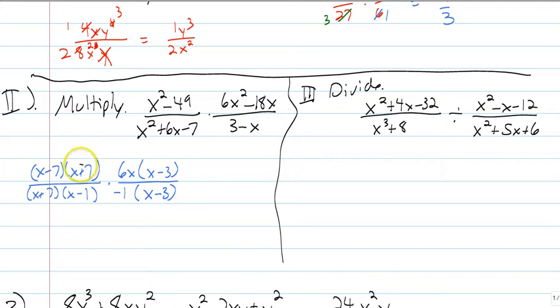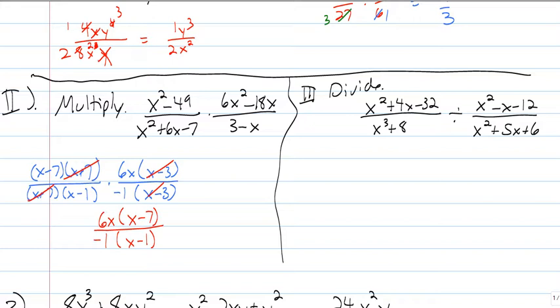What cancels? The plus 7s, the minus 3s. So my final answer is 6x times x minus 7 over negative 1 times x minus 1. And that is all I require, factored form. If you want, you can move the negative instead of on the bottom. You could put it on the top or in front, but there should just be one negative sign. If you don't have it, it's wrong.